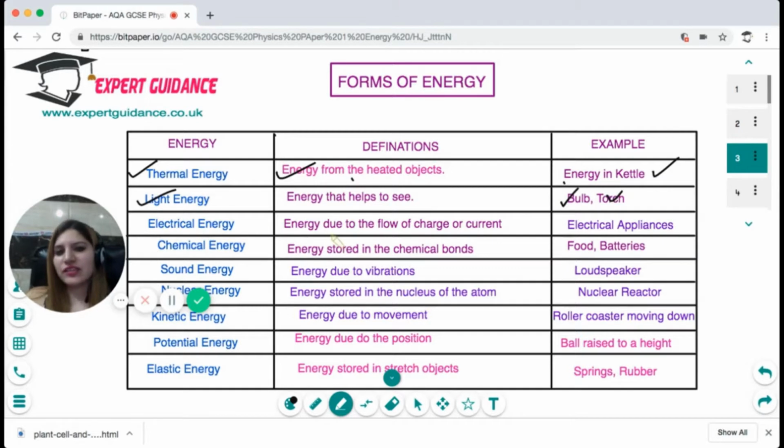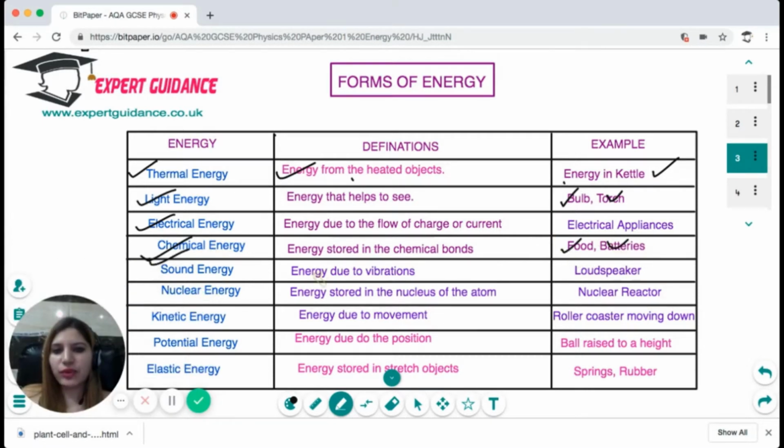Electrical energy is the energy due to the flow of charge or current. So all electric appliances have electrical energy. Chemical energy is the energy stored in chemical bonds, like energy stored in our food and batteries. Sound energy is energy due to vibrations, for example, loudspeakers and speakers. Nuclear energy is the energy stored in the nucleus of an atom. For example, in a nuclear reactor, we use this energy.